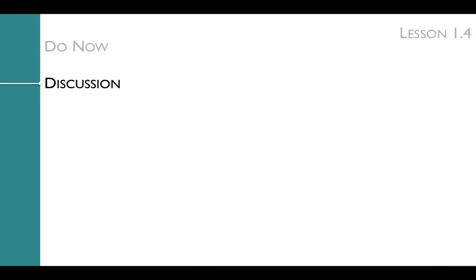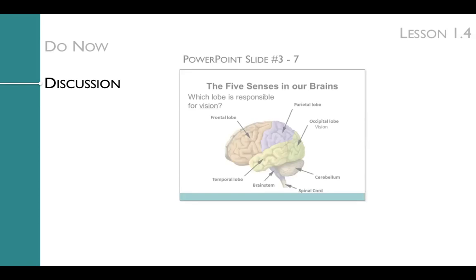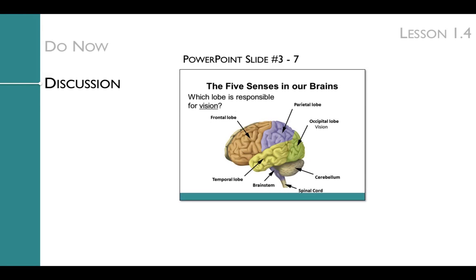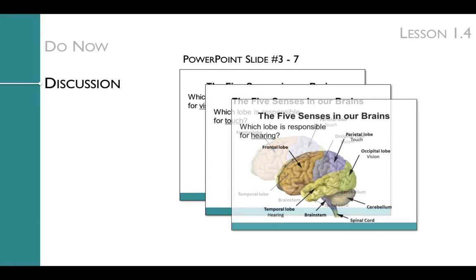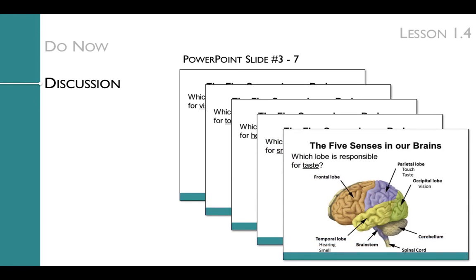The first part of the discussion and lesson PowerPoint allow you to quickly review the areas of the brain responsible for processing our 5 senses. Slides 3 through 7 are animated, so you'll be able to ask the students which lobe is responsible for each of the senses: vision, touch, hearing, smell, and taste, and then animate to display the correct answer. Students should remember all of these answers from Lesson 1.2, and they reviewed them again in their homework last night and just reviewed them in the Do Now, so this should go very quickly.